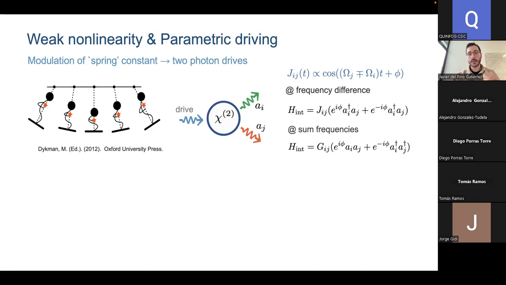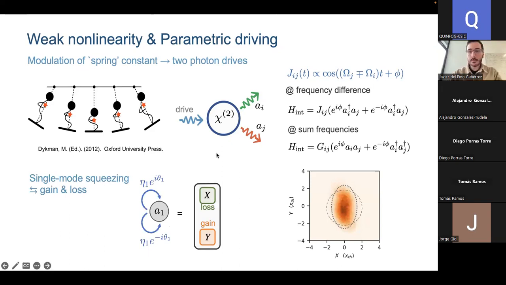And by changing either the frequency of this oscillator or the coupling between the two oscillators in time in the right way, the only surviving processes are processes like this one, where an excitation can hop from one mode into another. This is just regular hopping, or processes where two excitations are created and destroyed simultaneously in two resonators, which are two photon drives or two mode squeezing terms, depending on which community you are talking to. And this can be engineered and highly controlled in optomechanical systems, as I will show in a bit.